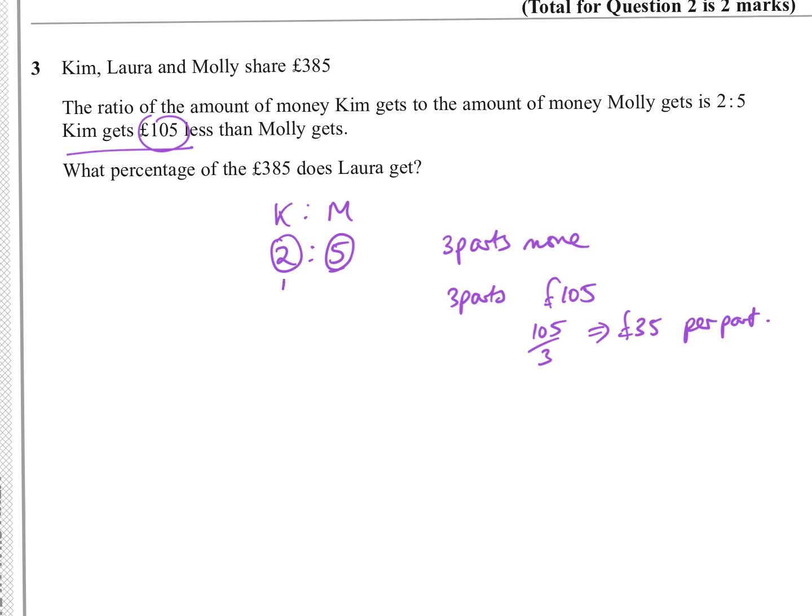Now we know that there's 2 parts here and 5 parts here, which makes 7 parts. So if we do 7 times 1 part, which is £35, then we would get, and I use my calculator here, 35 times 7, we get £245. So as there's £385 shared altogether, if we do 385 take away the 245, then that's £140 for Laura.